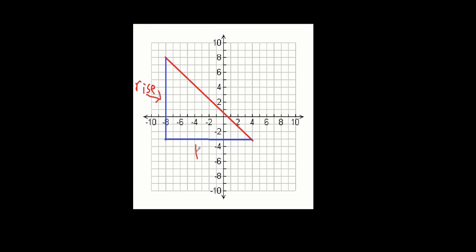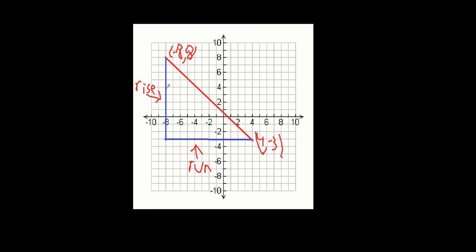And of course, this is our run here. So now we can calculate the numerical values of our rise and run by looking at the coordinates of the points of this line segment. So we have -8, 8 here, and we have 4, -3 here. That's our second point.